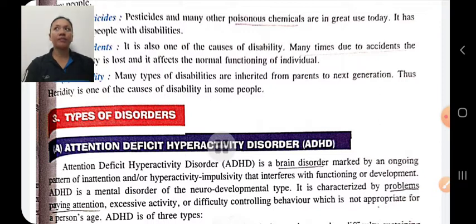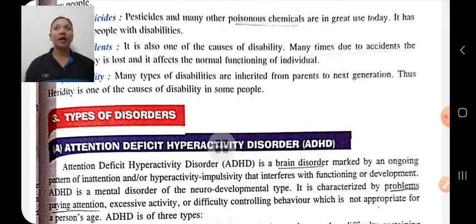In the starting, it seems normal, but after some time it spreads in a harmful manner, and disorders cannot be detected on time. As a result, the disorder changes into disability, and if it changes into disability, it can't be cured.